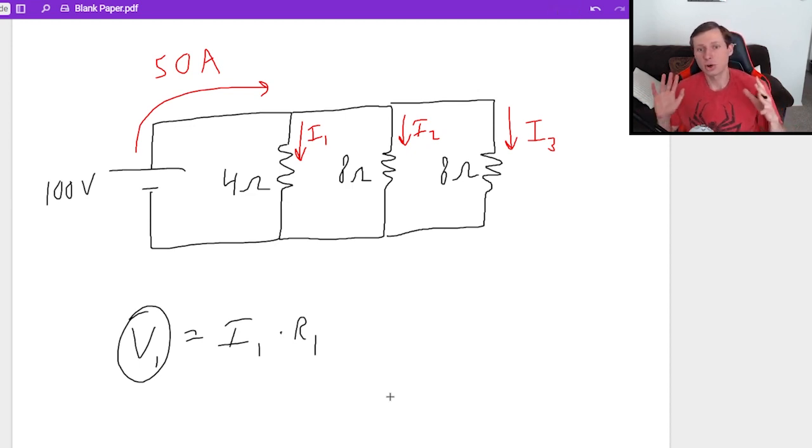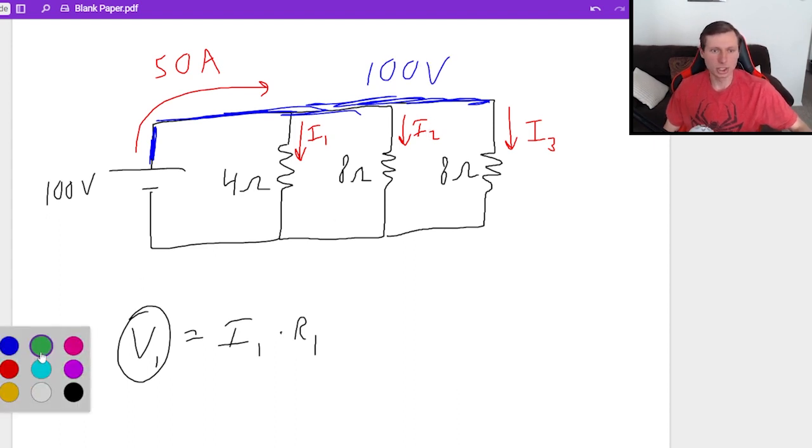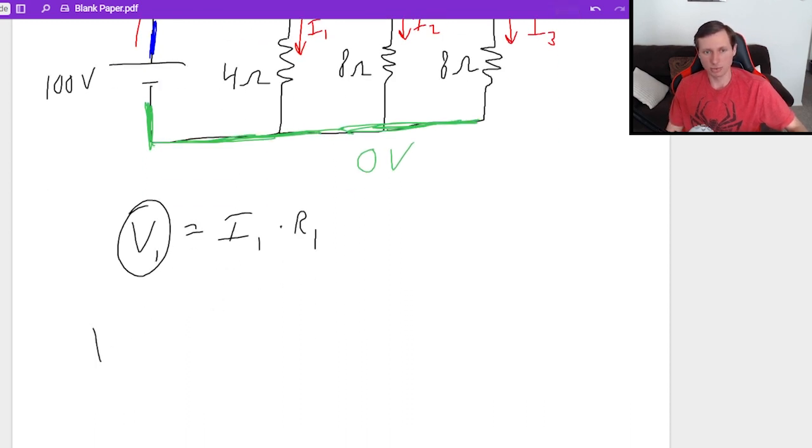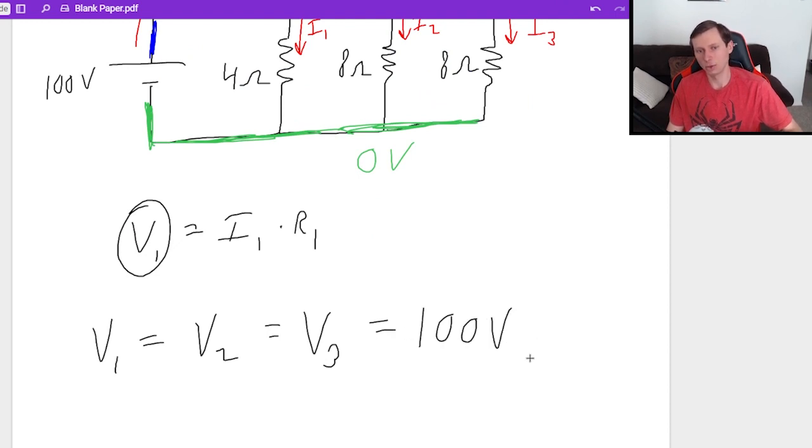Since these resistors are in parallel, remember, resistors in parallel have the same voltage. And the reason why is because the voltage from here to anywhere touching in blue, that voltage everywhere is 100 volts. The voltage here coming out of the negative terminal of the battery, everywhere you see in green, that voltage everywhere is 0 volts. And therefore the voltage across all three resistors, no matter which path you take, must be 100 volts. So V1 equals V2 equals V3, all of them are 100 volts.